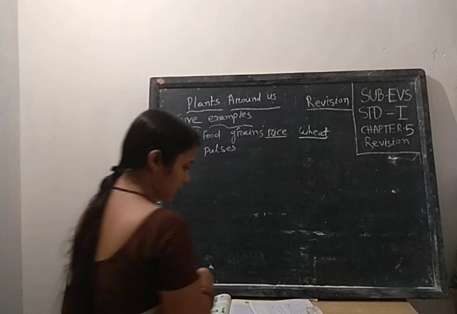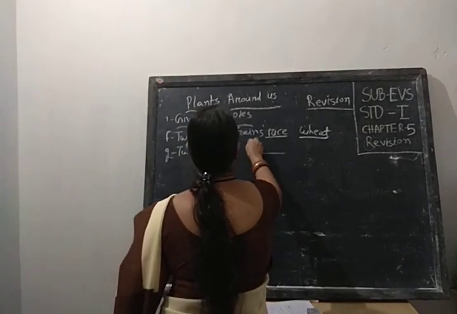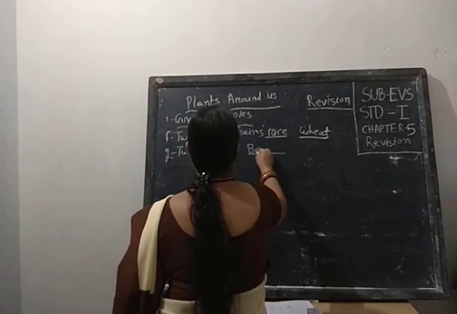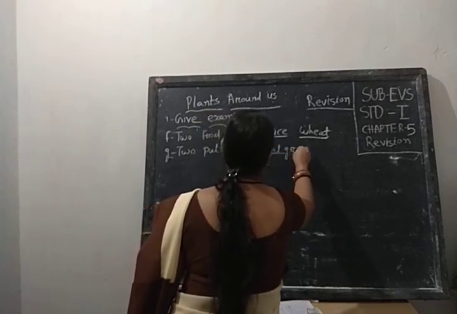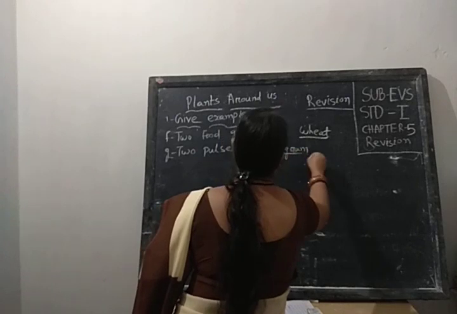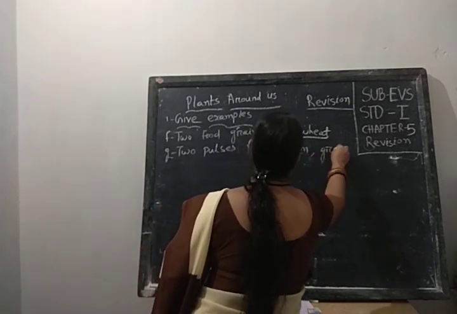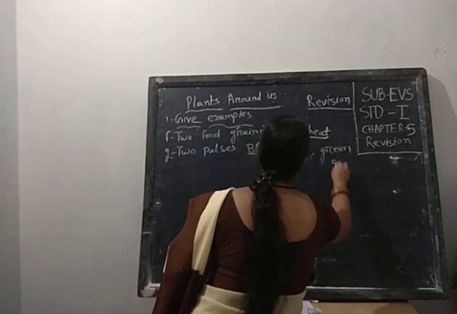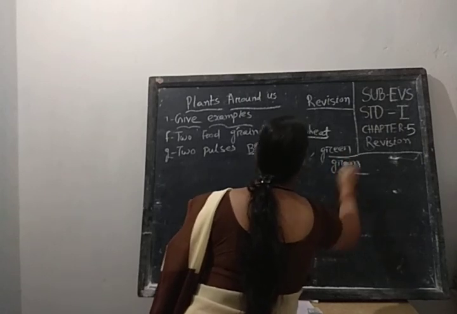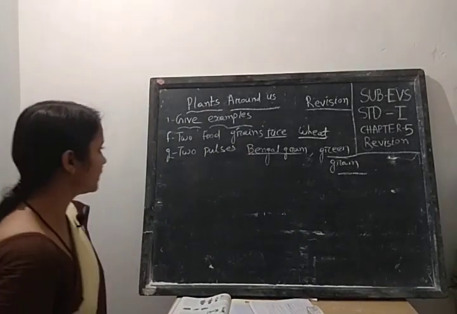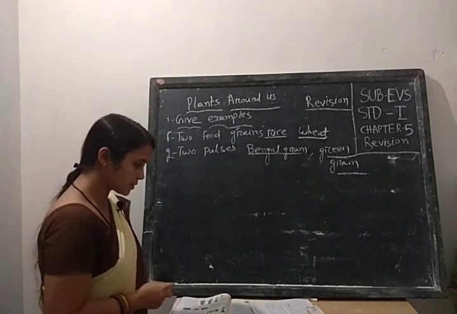Two pulses. Two types of pulses: Bengal gram, green gram. Okay. Two food grains, two pulses.